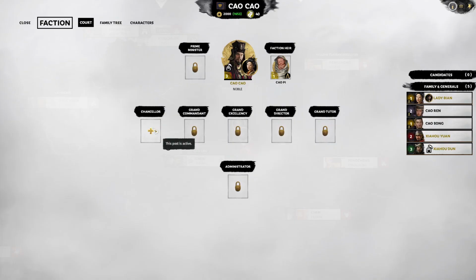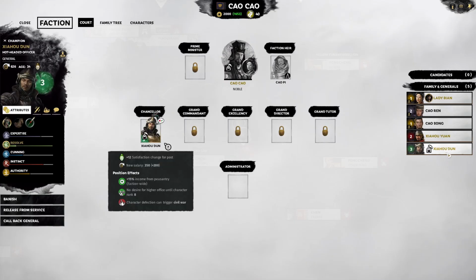The Chancellor position, on the other hand, is a terrible position to take on turn 1, simply because no matter who you put in this position, the bonus is just 15% income from peasantry, but the cost is a salary increase. You can see that Xia Houdun's new salary, should we put him in this position, becomes 350, an increase of 200 from his current salary of 150. As of patch 1.6.1, which is what I'm recording this on, or at least the beta version of 1.6.1, the base salary of characters is currently 150.